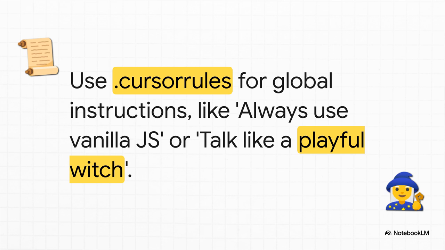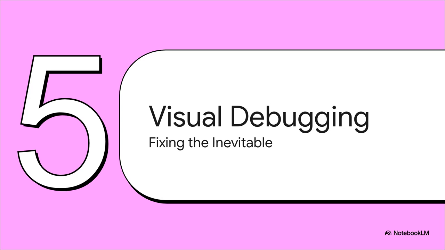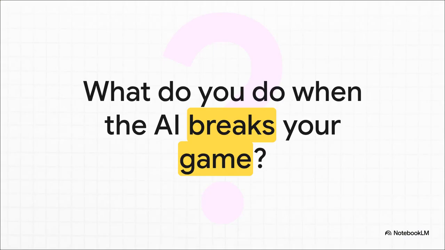Which brings us to step 5, debugging with visual feedback, fixing the inevitable. Because let's be real, fixing those inevitable bugs is just part of the process. So what actually happens when you generate your Tetris game, you eagerly open it up, and bam, you find a massive bug? Like, for instance, what if pressing the up arrow key to rotate the block accidentally scrolls your entire web browser window up and down, making the game completely unplayable?